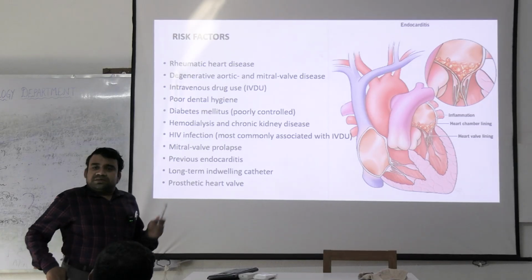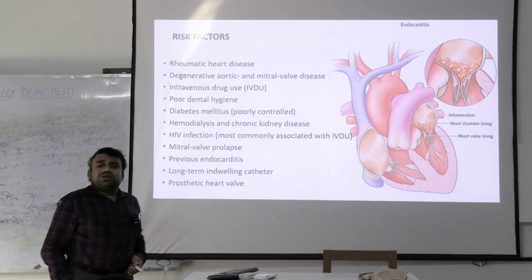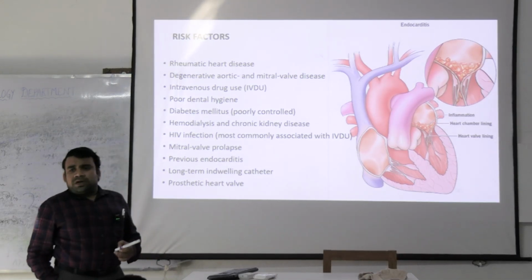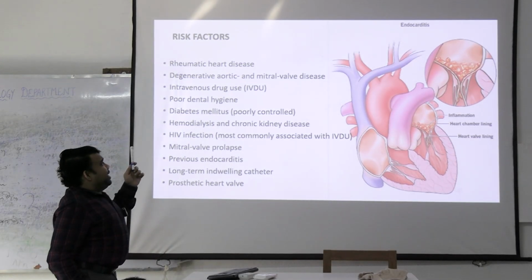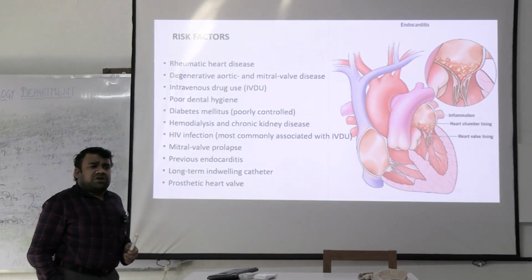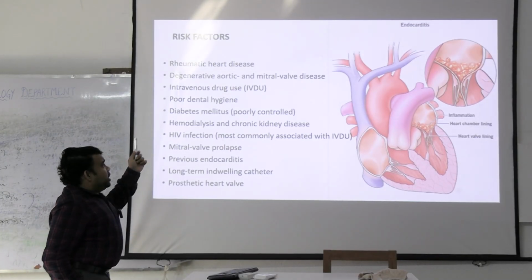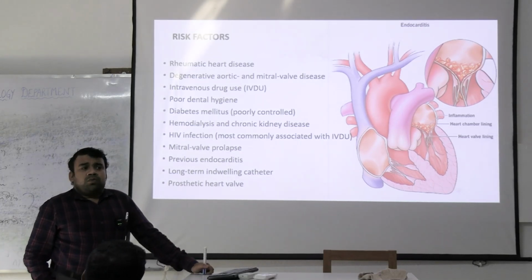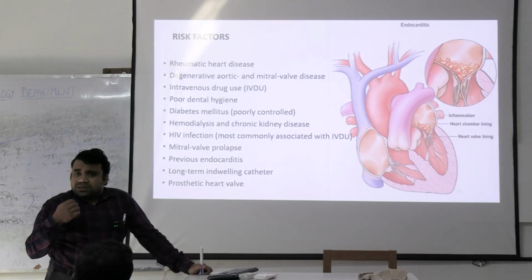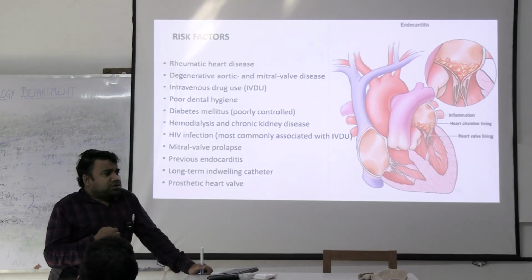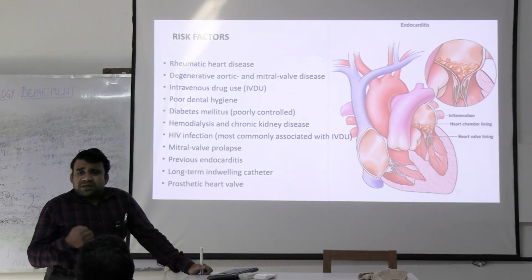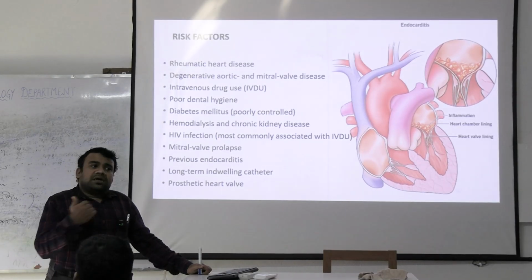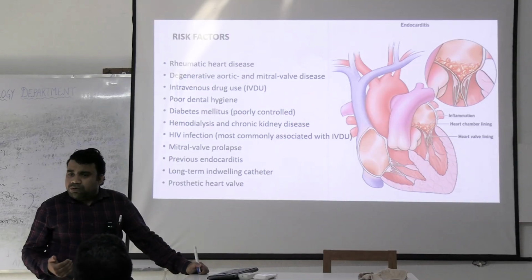Now these are the risk factors. You are already acquainted with rheumatic heart disease. I have already told you about rheumatic heart disease. Then any kind of degenerative aortic or mitral valve disease, or intravenous drug use. Now why is intravenous drug use important? Because whenever we are injecting something, there is a chance we are injecting a microorganism directly into the vein. That means we are allowing microorganisms access into the bloodstream. Hence, intravenous drug users are more prone to endocarditis.